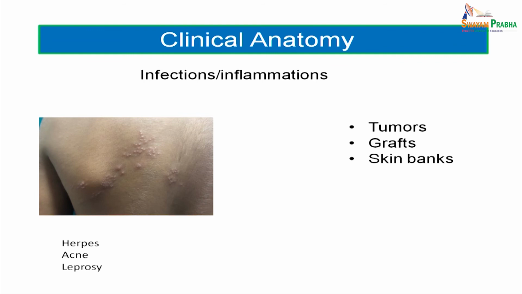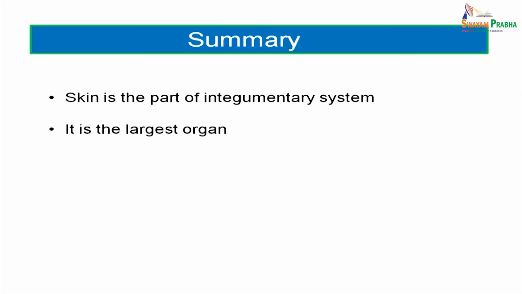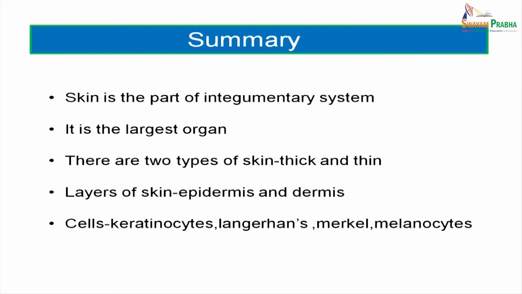So, this was in brief about the skin. In today's session regarding skin, we studied that skin is a part of the integumentary system. It is the largest organ. There are 2 types of skin, that is the thick skin and thin skin. The layers of skin include the epidermis and dermis, and the cells which are present include the keratinocytes, the melanocytes, the Langerhans cells and the Merkel cells.